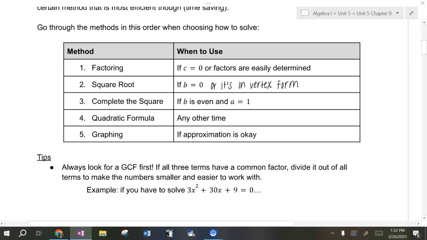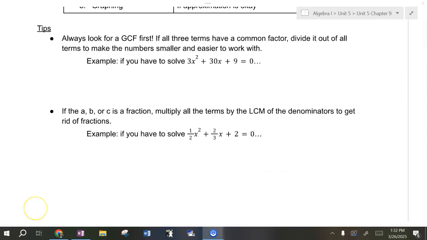Okay, some tips for you before we start. Always look for a GCF, or greatest common factor, first. If all 3 of your terms have a common factor, you'll want to divide it out of all the terms to make the numbers smaller and easier to work with. For example, if you had to solve 3x squared plus 30x plus 9 equals 0, you might notice that 3x squared, 30x, and 9, all 3 of those terms have a common factor of 3.